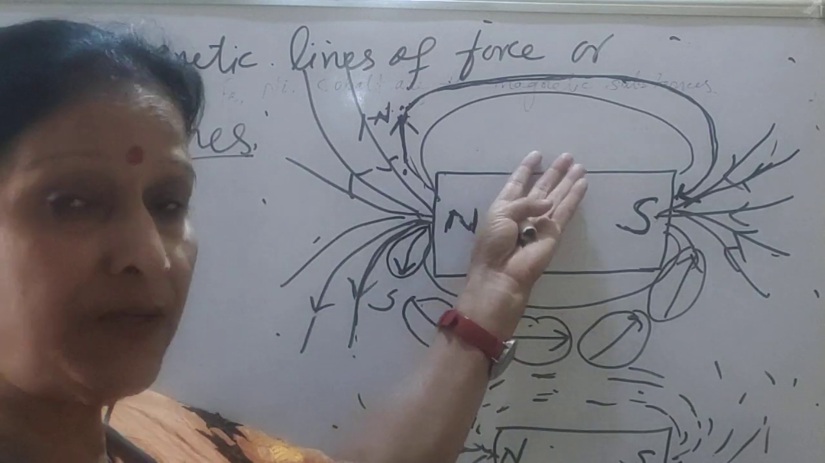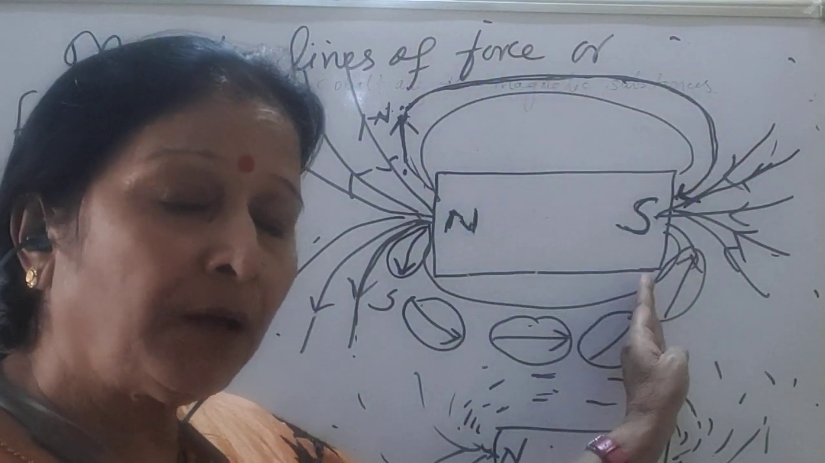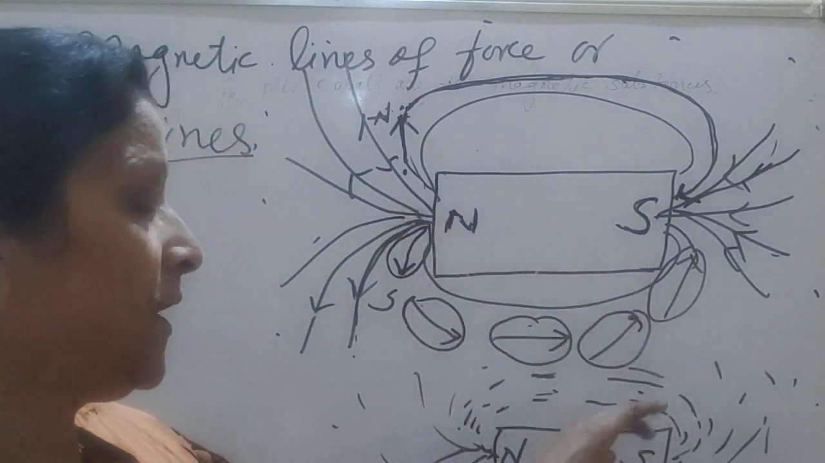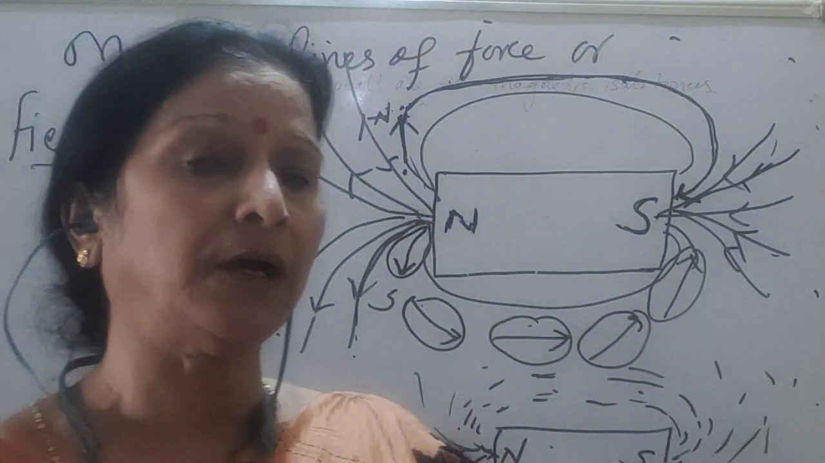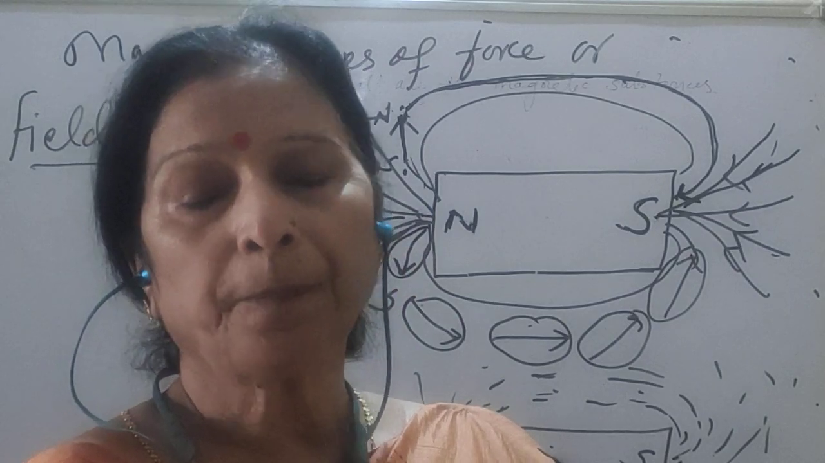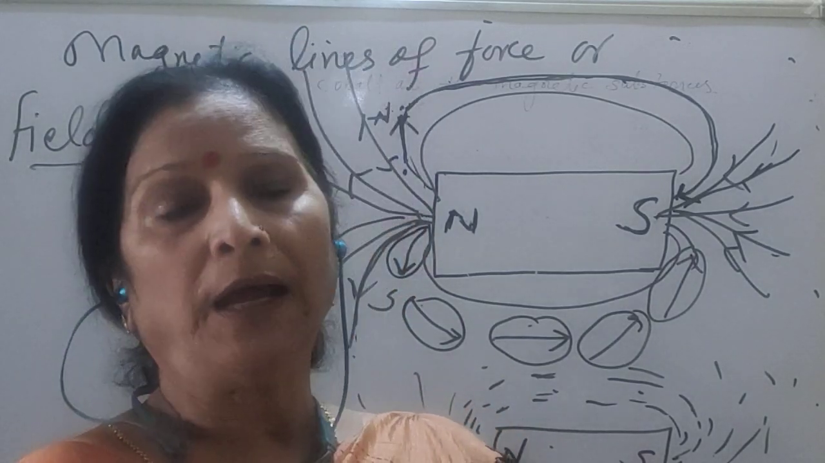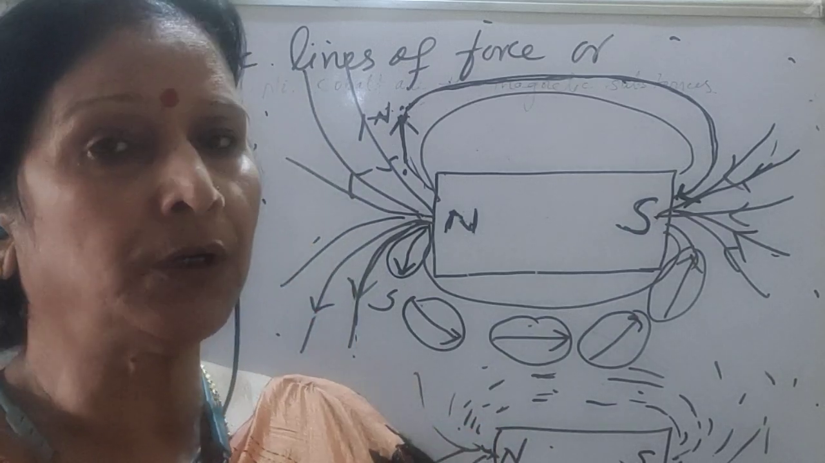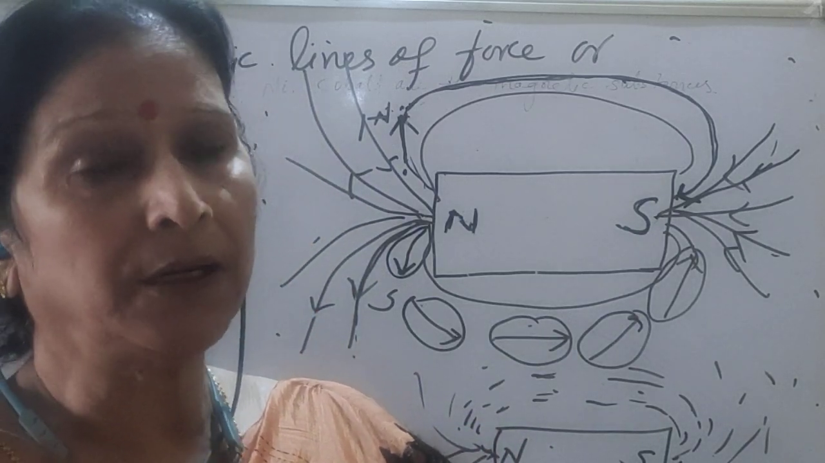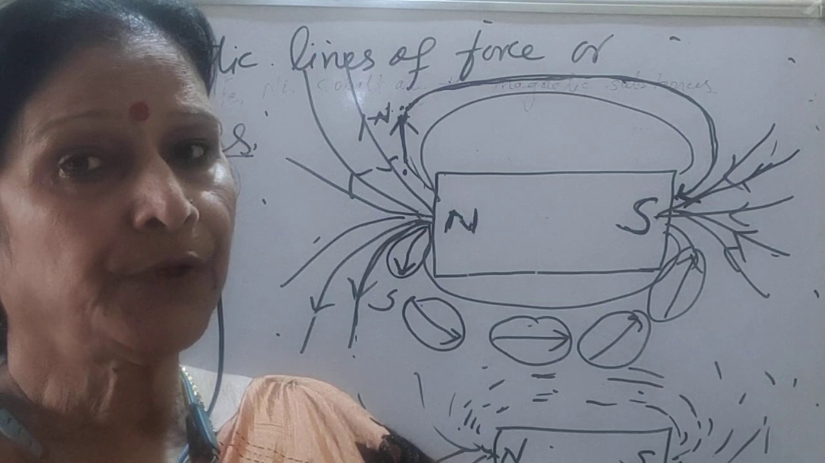So either in this way, by putting a magnetic needle around this magnet, or by sprinkling iron filings around the magnet, we can show the magnetic lines of force. And I think you would have understood about the magnetic line of force, children.